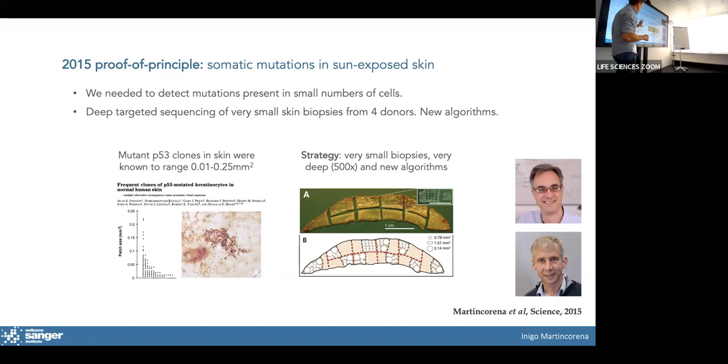So instead, what we designed was a strategy in which we first separated the epidermis from the underlying dermis to focus on a single cell type, then took 50 to 100 biopsies per individual, and each biopsy was about 1 square millimeter in size, and then did deep targeted sequencing of these biopsies and developed new bioinformatic algorithms to detect mutations down to about 1% of a biopsy. So because the biopsies were 1 square millimeter in size and our detection sensitivity was down to 1% of cells in the biopsy, we could detect clones, but the expectation was that we would start to see these mutant clones appearing because our detection sensitivity was okay.